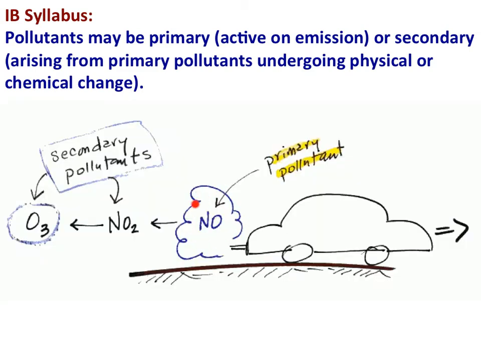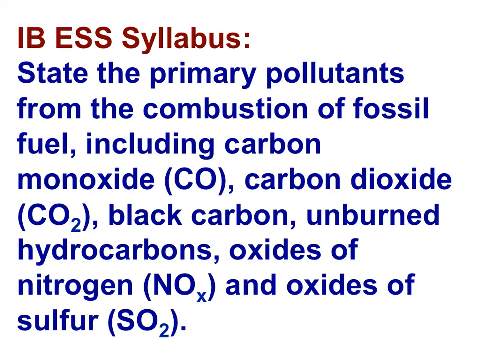Nitrogen oxide is a primary pollutant, and ozone is a secondary pollutant transformed by high levels of light. NO2, nitrogen dioxide, is also a secondary pollutant. Here's an IB syllabus statement that digs in a bit deeper.